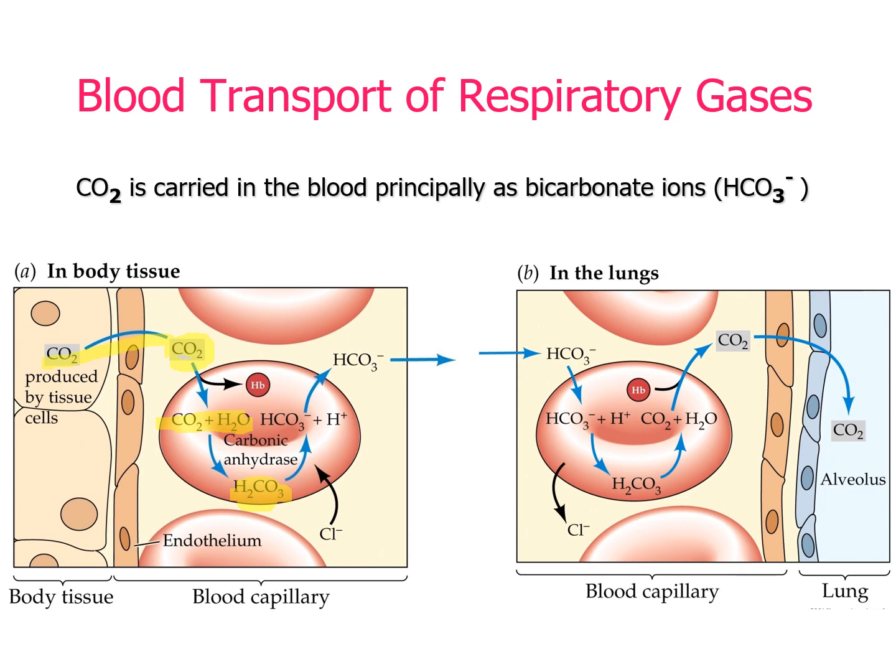carbonic acid. Carbonic acid production from CO2 plus H2O is catalyzed by an enzyme inside the red cells called carbonic anhydrase. Once carbonic acid is formed, it spontaneously dissociates into hydrogen ions and bicarbonate. So hydrogen ions, H+, and bicarbonate ion, which is HCO3-. And the bicarbonate moves out of the red cell and into the plasma.